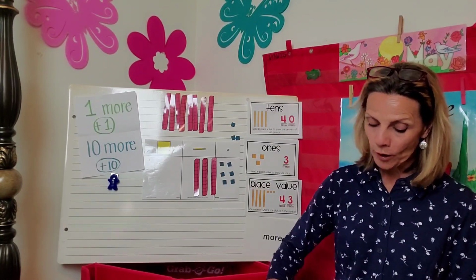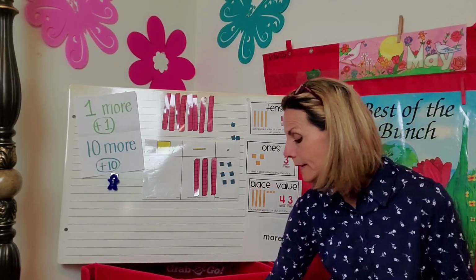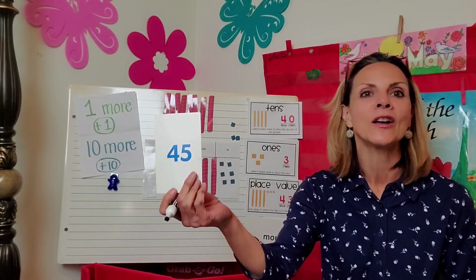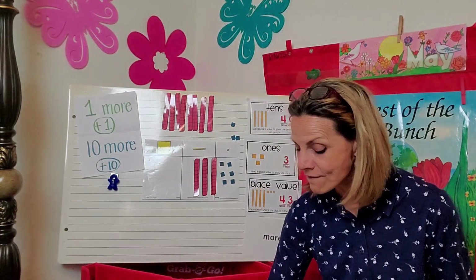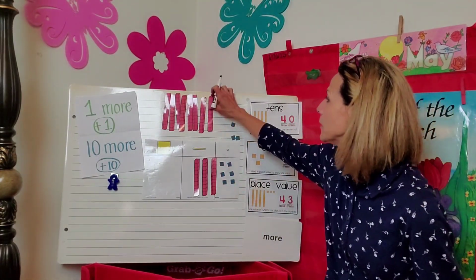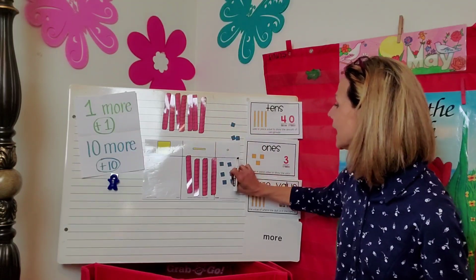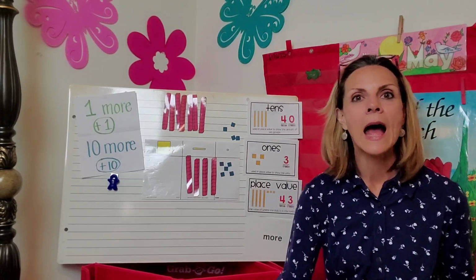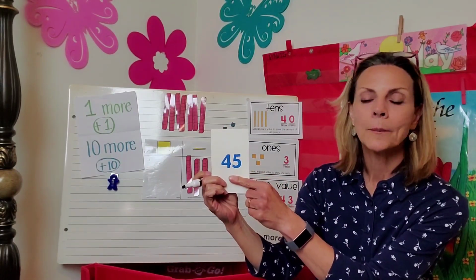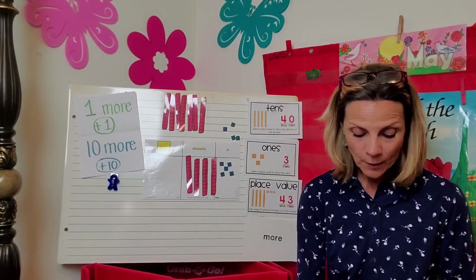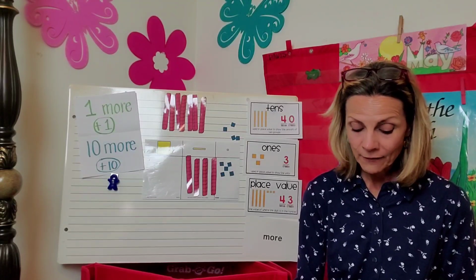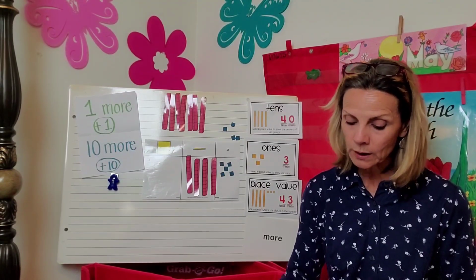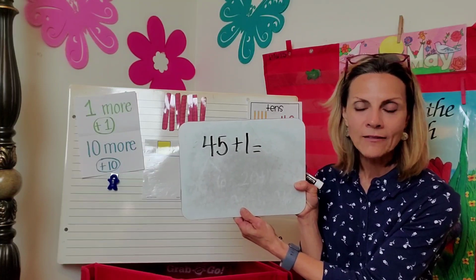Okay, let's do a few more. So now let me grab this whole number, 45, and let me build it. Add a 10, take away a 1 to build 45. So this is our whole number. I'm going to write it on my board. And of course, I'm adding one more to 45.